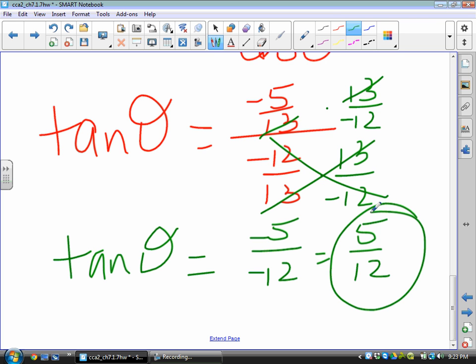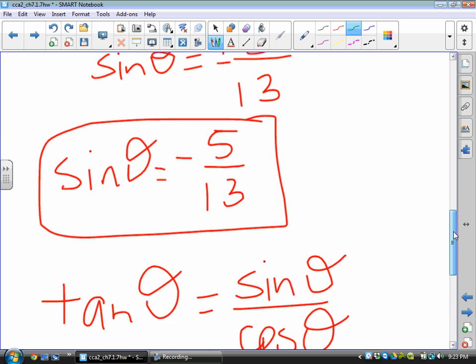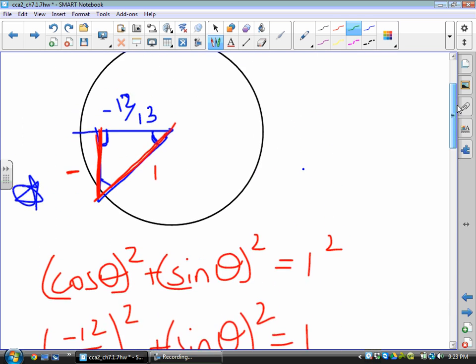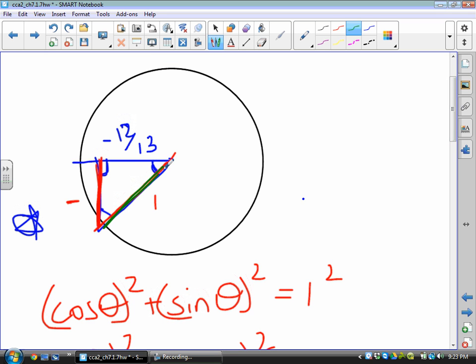A negative divided by a negative gives me a positive. So what I'm going to do is use my Pythagorean identity. When I'm given the sine of something or the cosine of something, I know the radius is worth 1. I was given the cosine, so I can find the other trig functions that I'm missing using this Pythagorean identity right here.